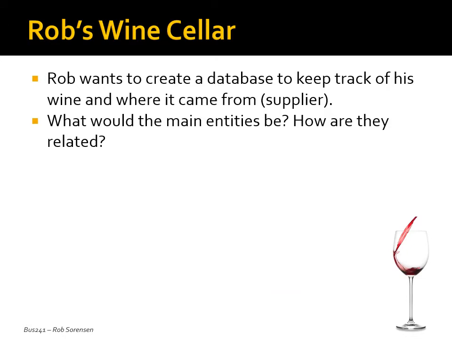Let's have a look at Rob's wine cellar. I want to create a little database to keep track of my wine and where it came from. Now, it doesn't matter if it's a friend or a store, I'll call that supplier, right? Just to keep it simple. What would the main entities be and how are they related? What do you think? Hit pause for a second and take out a piece of paper and see if you can come up with the main entities. And if you can, see if you can draw out the relationship too. And when you're ready, hit play and then come back to me and we'll see how you did.